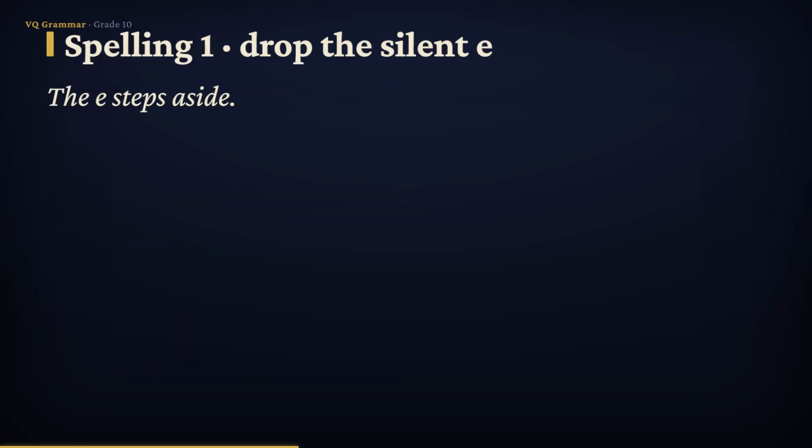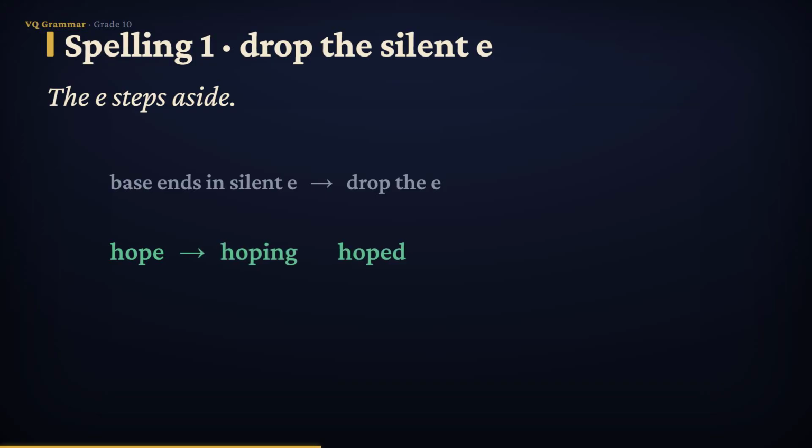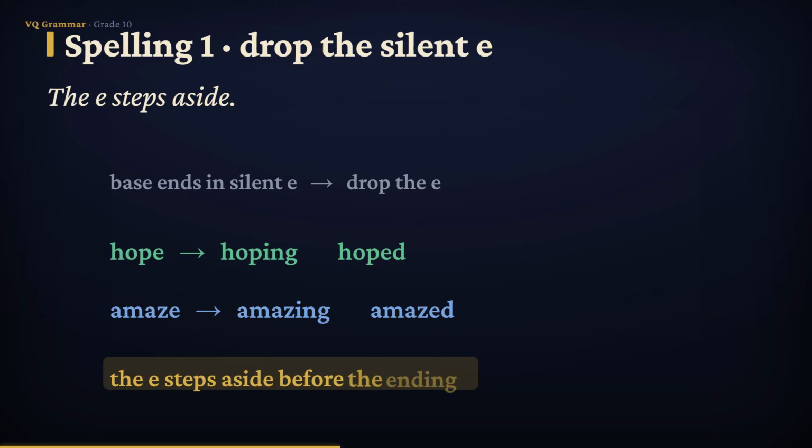Now let's handle the spelling, because attaching that ending is not always as simple as gluing letters on. Rule 1. If the base ends in a silent E, drop that E before you add the ending. Hope becomes hoping and hoped. Never hoping, never hoped with 2 E's. Amaze becomes amazing and amazed. The silent E has finished its job. It steps aside and lets the ending take over. Say those words out loud and you'll hear that nothing is lost when the E goes.